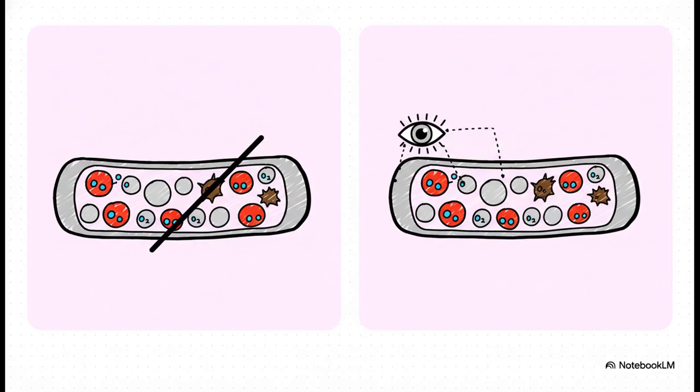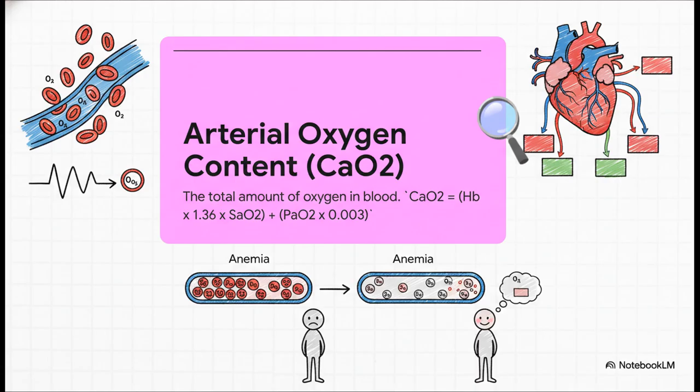The true measure is the fractional oxyhemoglobin, or FOHB, which you can only get from a co-oximeter on a blood gas analyzer. This tells you the fraction of all hemoglobin that's carrying oxygen. You can see how a pulse oximeter could be dangerously misleading, showing 98% when the true oxygen carrying capacity is actually much, much lower.